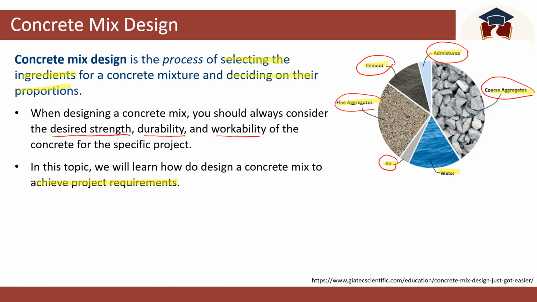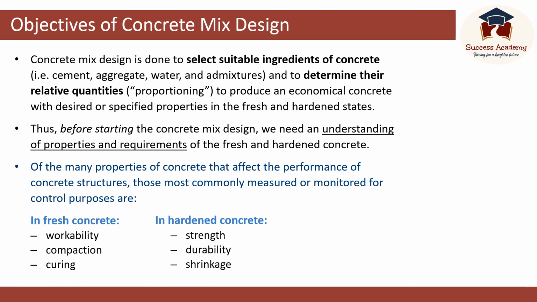for a specified project. As we have discussed earlier, the objectives of concrete mix design is to select the suitable ingredients and also to determine their relative quantities. For doing this, we need to know the properties and the requirements in the fresh concrete and the hardened concrete. The properties that we are looking at in fresh concrete are the workability, compaction and the curing, and the properties that we are looking at in hardened concrete are strength, durability and the shrinkage.